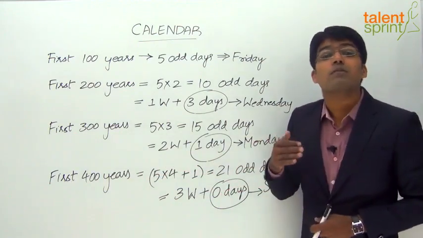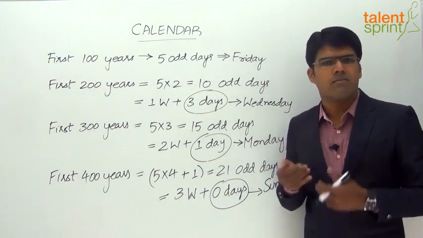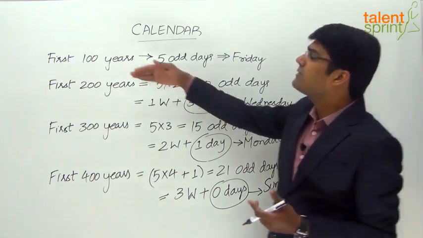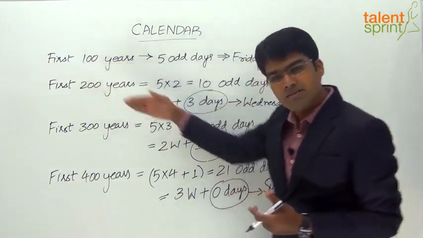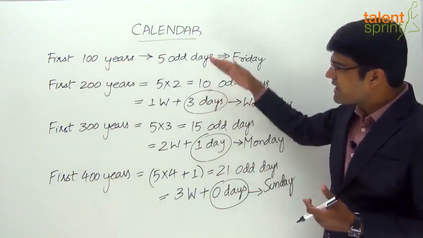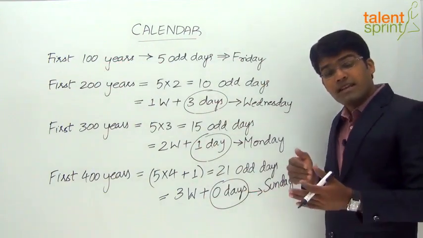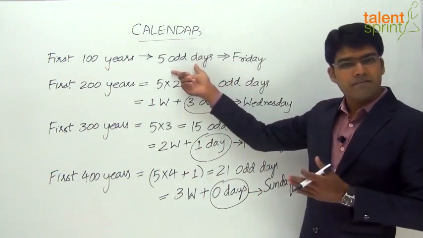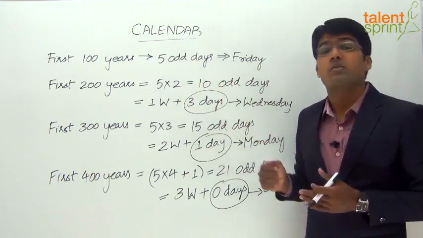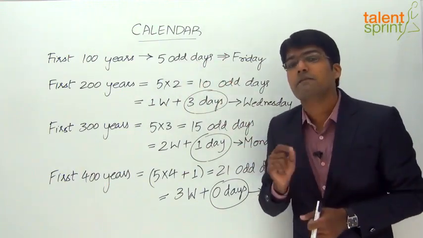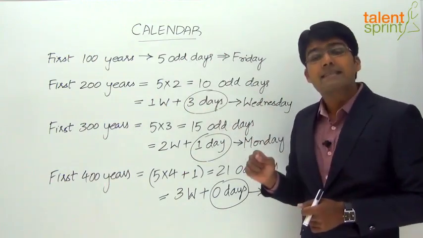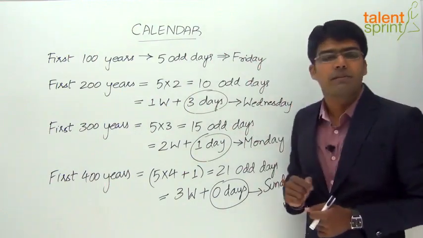Now what will be the number of odd days in the 5th century? The number of odd days in the 5th century will be equal to the number of odd days of the 1st century, because the total number of odd days in the first 400 years is 0, and the number of odd days in the next 100 years would be 5. So 0 plus 5 is 5. So we can say the number of odd days in the 5th century would be 5, and hence the last day of the 5th century will be a Friday.